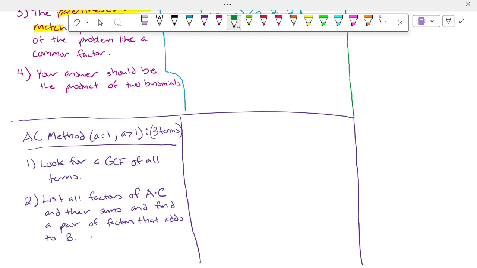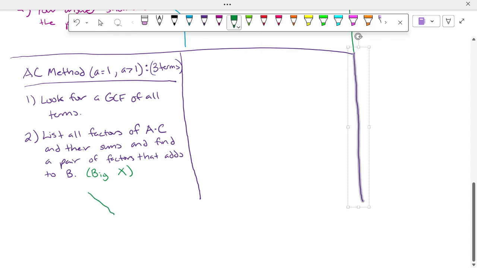I'm also making a note here that I can also do this as big X. So if I wanted to do big X, I have a times c up top, b on the bottom, and then my two numbers that multiplied to a times c add to give me b. So again, you can either do it as a table of listing the factors, or you can do it as big X, whichever you like.